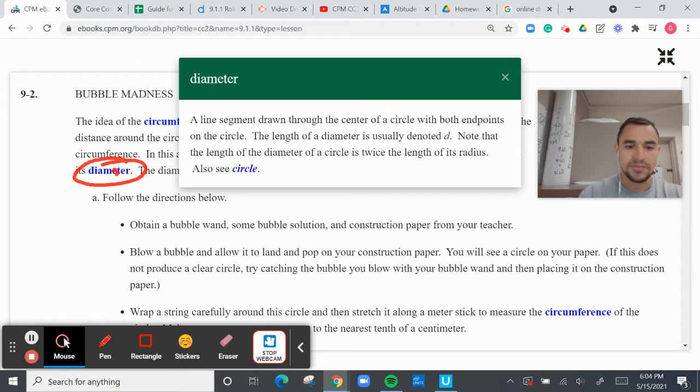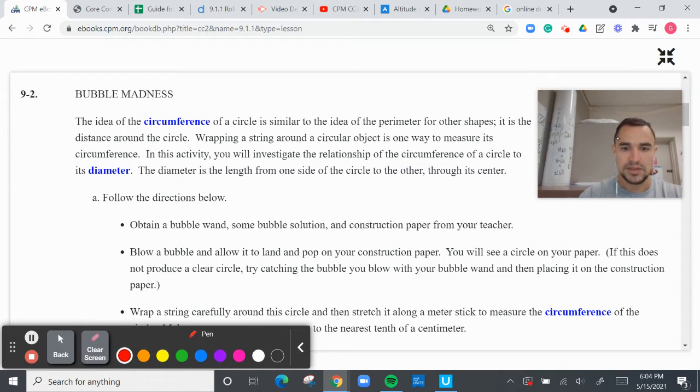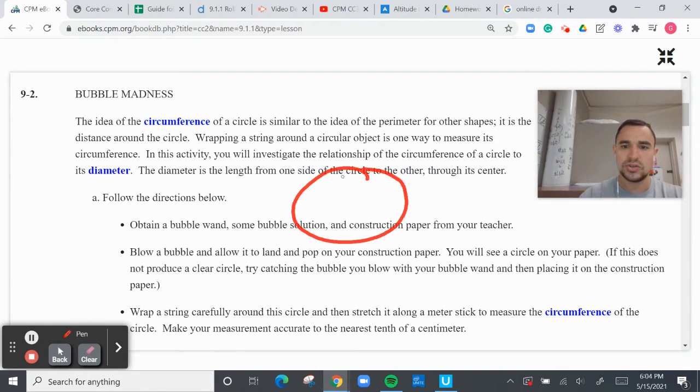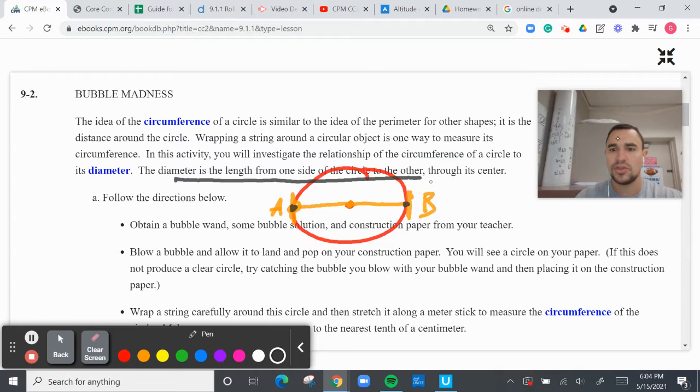If you want to pause, go ahead and pause. The diameter is, when you have a circle, the measurement of the entire distance through the center. So here's the center. It is from one side of the circle to the other side of the circle. It is the length from one end, so let's just put A to B. Here's one side of the circle, and it goes all the way to this side of the circle. So the diameter is the length from one side of the circle to the other through its center, right there.